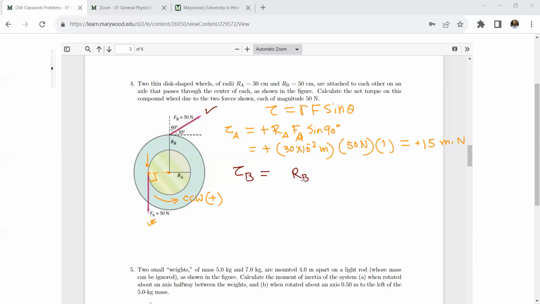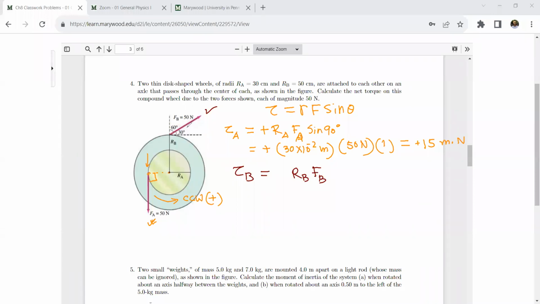RB. So RB is the distance from here to here. So this is the lever arm. Okay. And it's already given in the question. And FB. Okay. Now, what is the angle? Angle between RB and FB is this angle, okay, or this angle. So you can either use this angle or this angle. Now here you have to be careful.